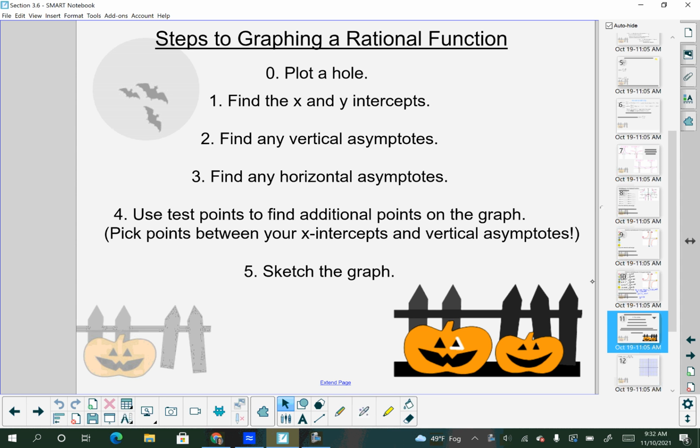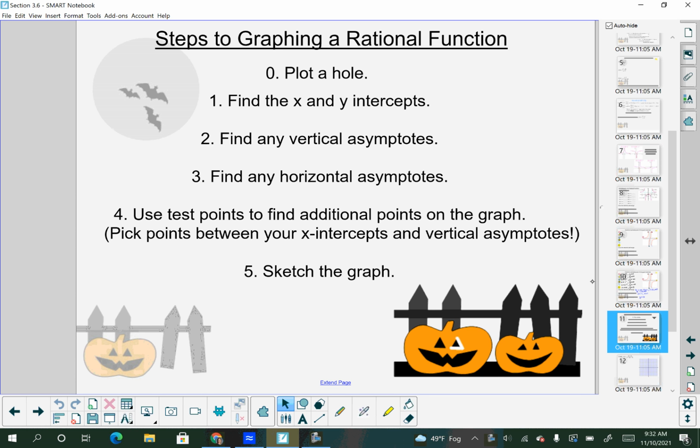Okay, so the first thing we're going to do is factor our rational function like we did yesterday, and reduce it if possible. If it reduces, remember that's where you would get a hole in the graph. The hole will plot at the very end, but you want to make a note if you have one at the beginning.